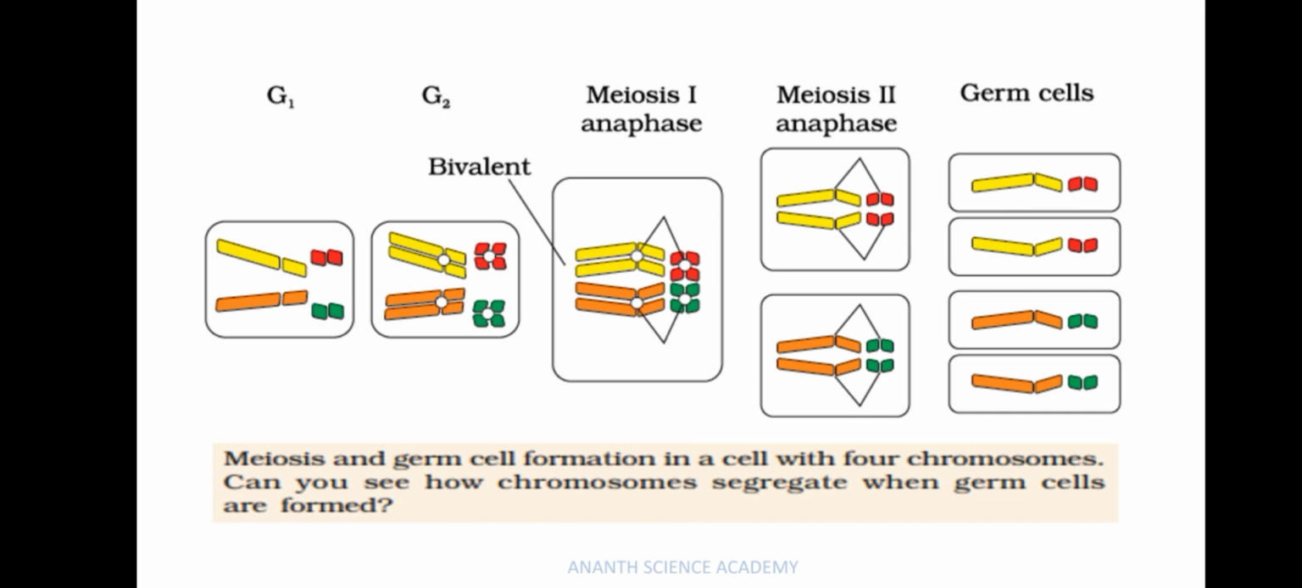There are 4 chromosomes. During meiosis 1, the actual reduction happens. The 2 daughter cells are formed after meiosis 1. In those 2 daughter cells, we have only 2 chromosomes, and these 2 cells undergo meiosis 2. As a result, 4 cells are formed. Each has 2 chromosomes. At the end of meiosis, 4 daughter cells are formed with half the number of chromosomes.